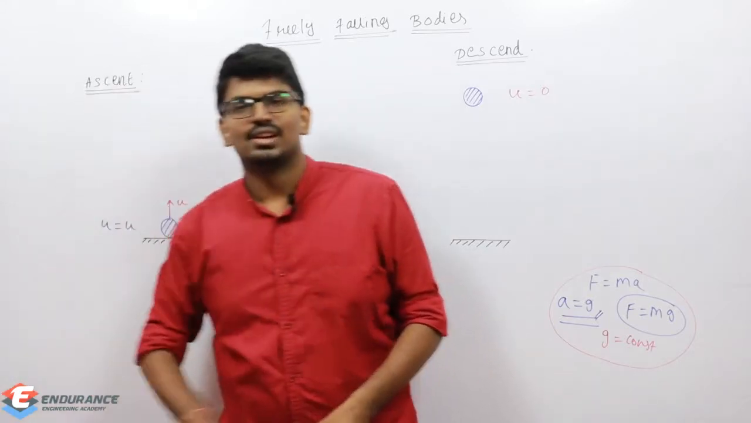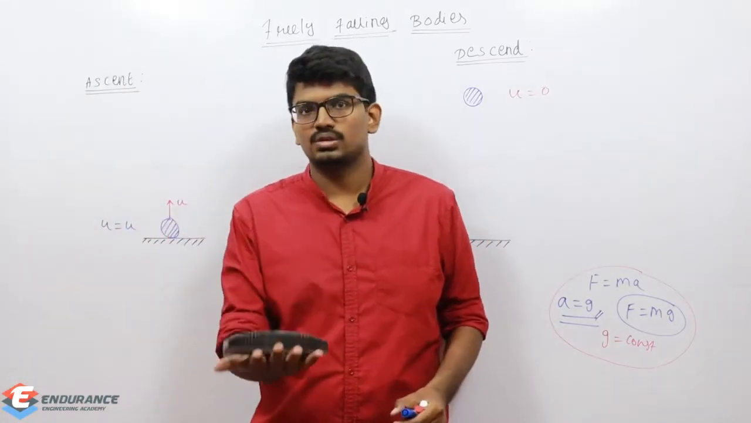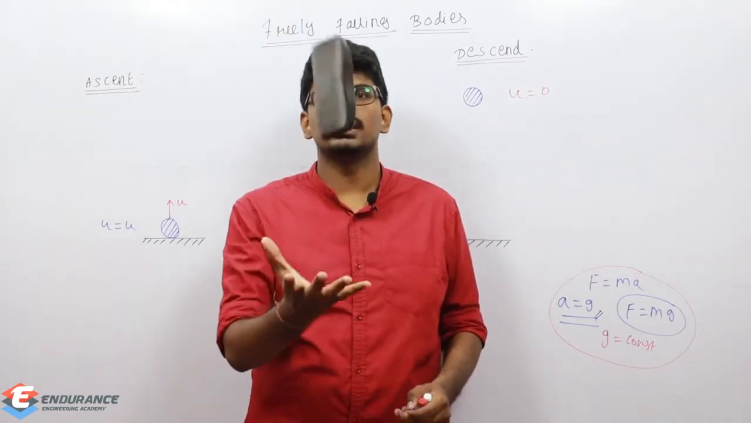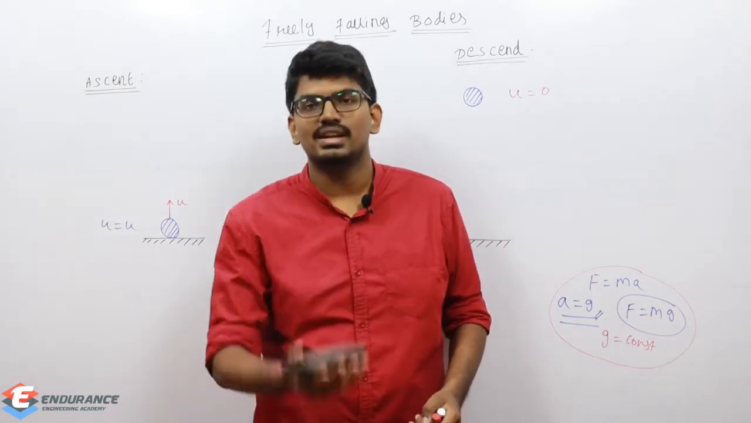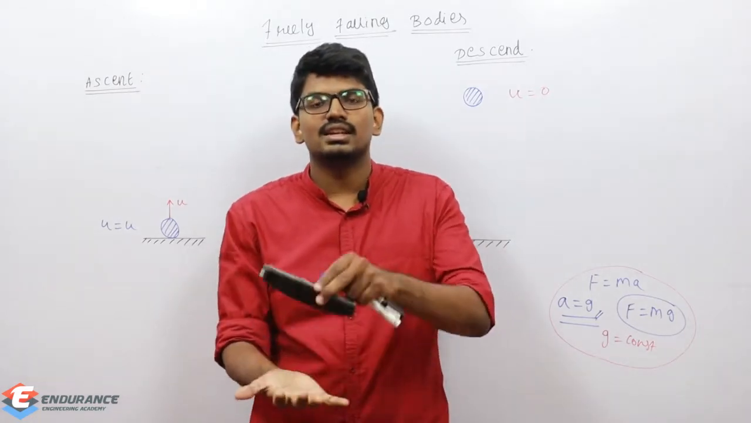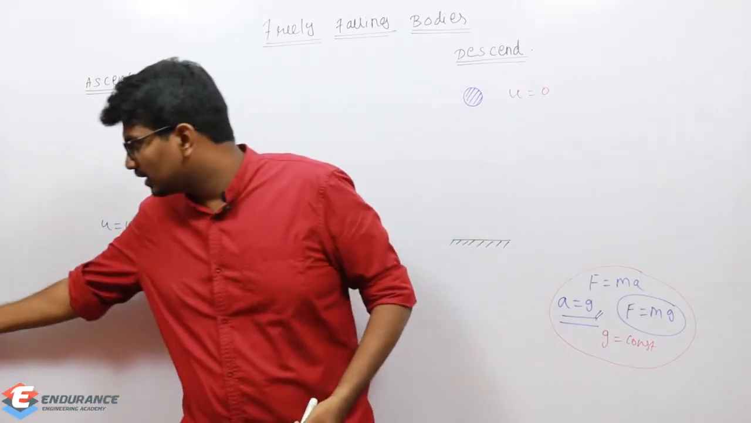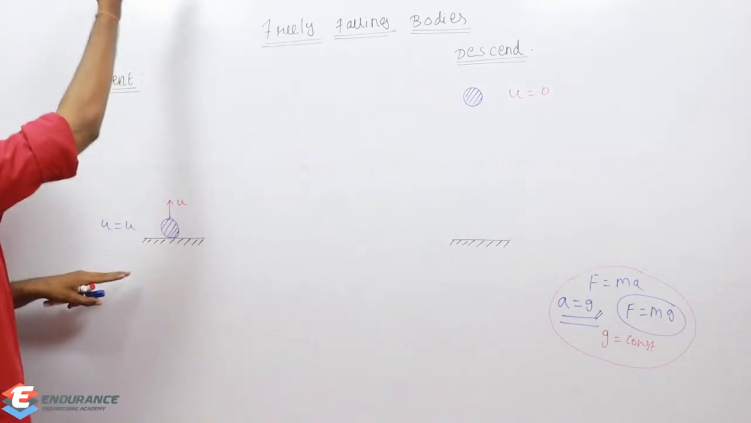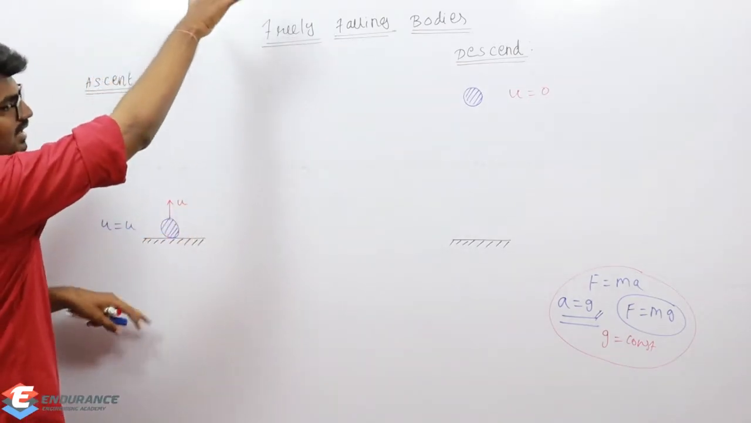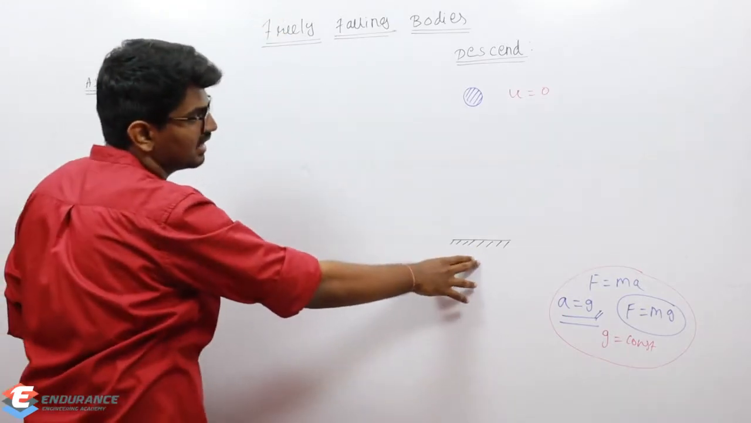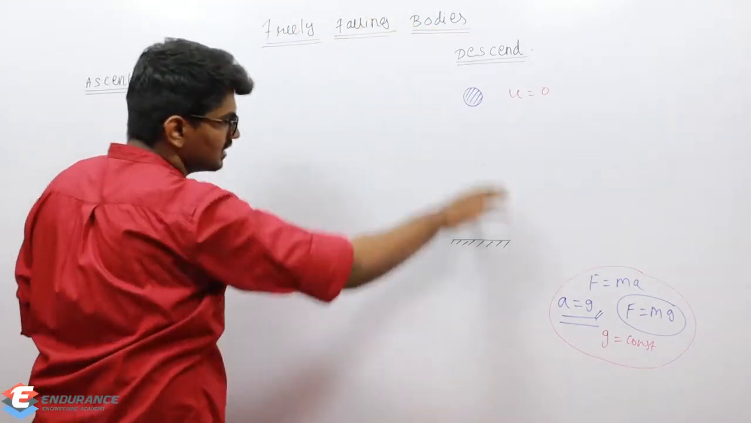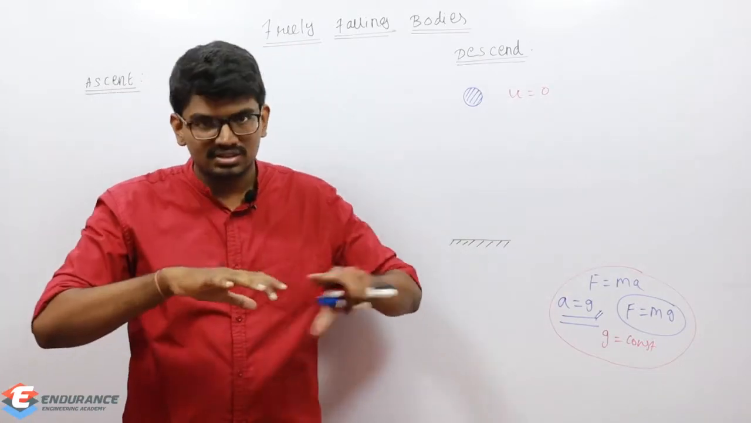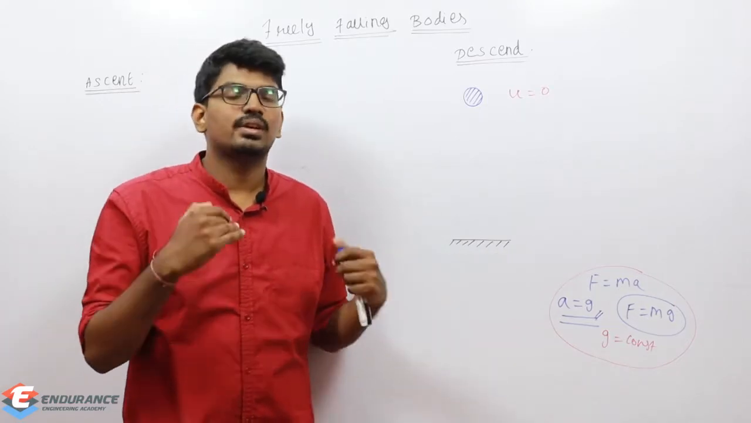Hold some object. I will use this. Hold some object, throw it with some initial velocity. It will reach some maximum height. As you could see, it is reaching maximum height, right? And again it is coming back, and again it is hitting my hand. So these two are the same case only. First ascent is happening, next descent is happening. So combined these are the same case only, but we are going to discuss them as two different cases so that it will be easy for us to solve the problem.